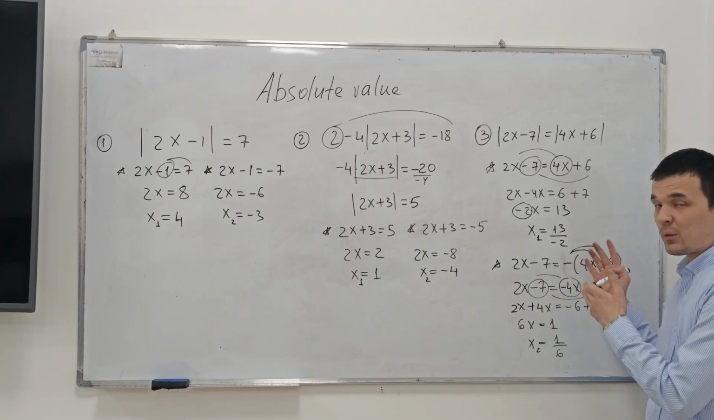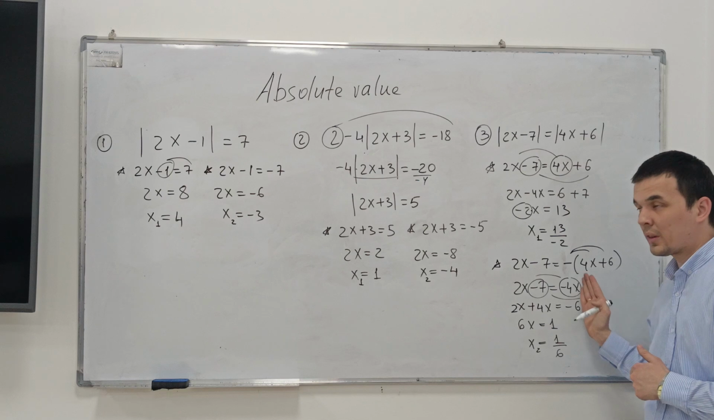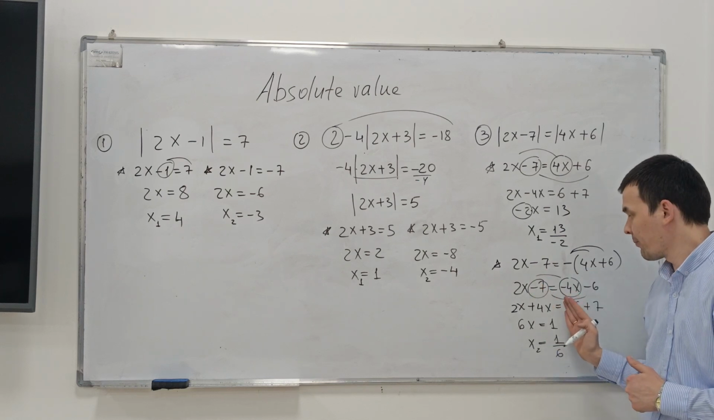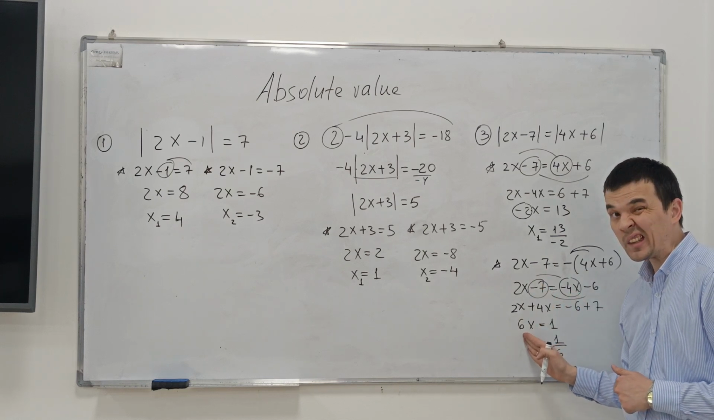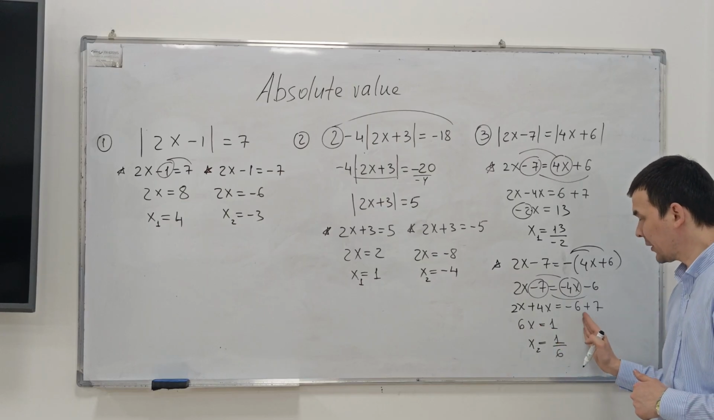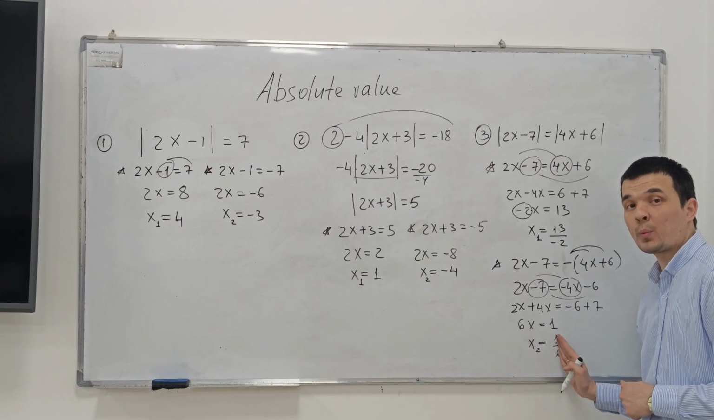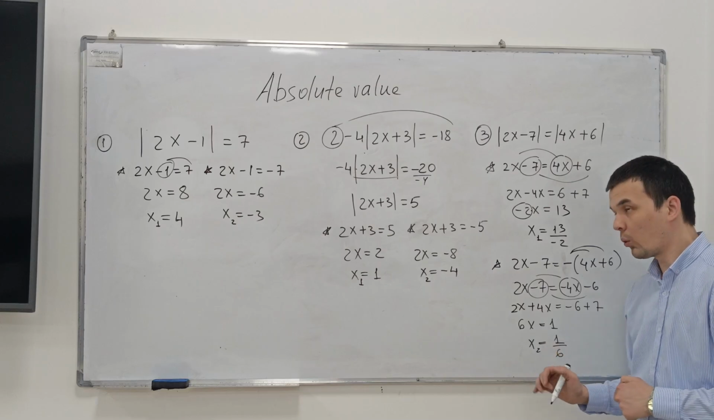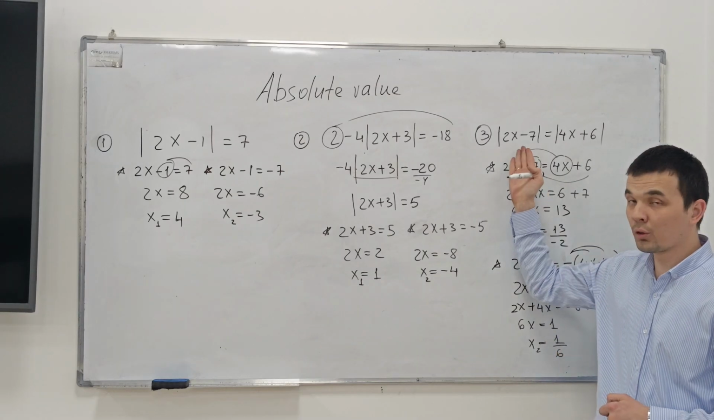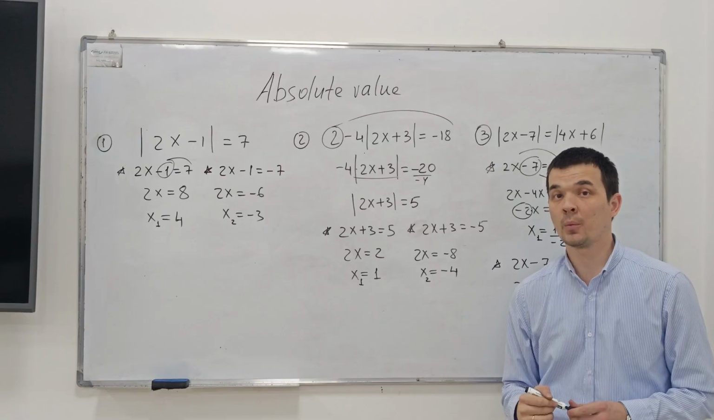So, like the previous one, we have to send unknowns to the left side, knowns to the right side. 2x plus 4x, which is 6x, and minus 6 plus 7, which is 1. Multiplication should become division, and our second answer is 1/6. These are the true answers of the absolute value equation given above.